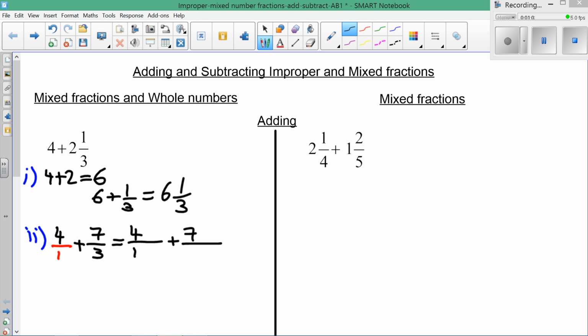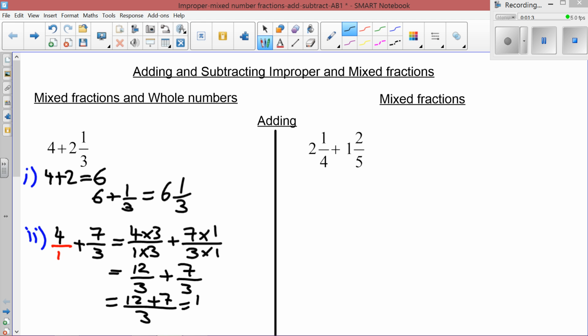And I have to find the common multiple of the denominators. The lowest common multiple is 3. That's 1 times 3. And I have to do the same to the 4. And the 3 times the 1. And I have to do the same to the 7. That equals 4 times 3 is 12 over 3 plus 7 over 3, and that equals 12 add 7 over 3, that equals 19 over 3. I can change that to a mixed fraction. There are 6 3's in 19, and that leaves 1 out of 3.